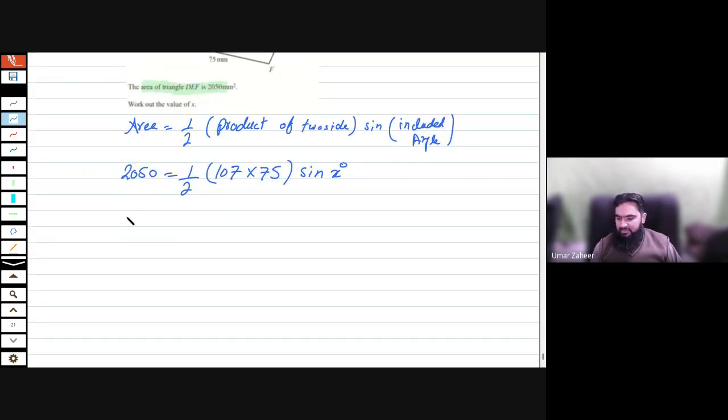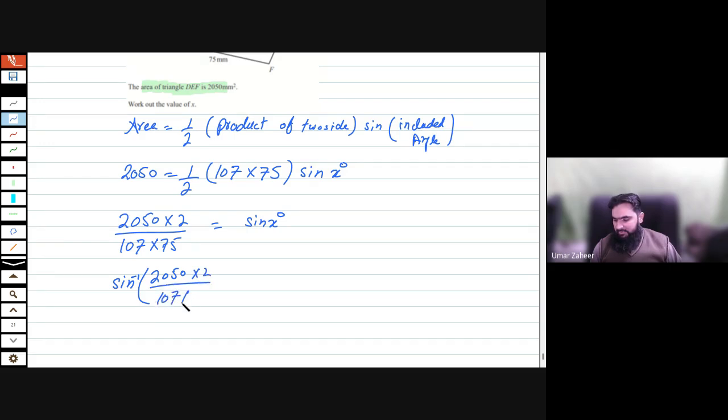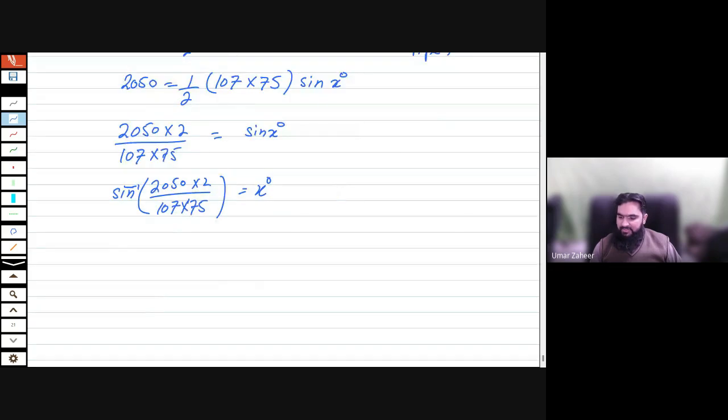So 2 is dividing here, on the other side it will be multiplied. 107 and 75 is multiplying, so it will be divided, equal to sine of x. We have to find the angle. Take the sine on the other side. It will be sine inverse. 2050 multiplied by 2 divided by 107 multiplied by 75 is equal to x. Yes, please find the final answer.